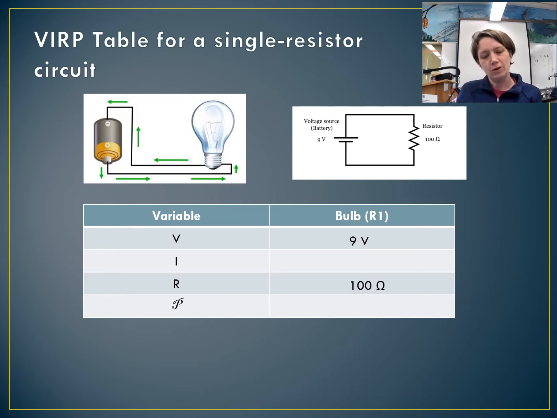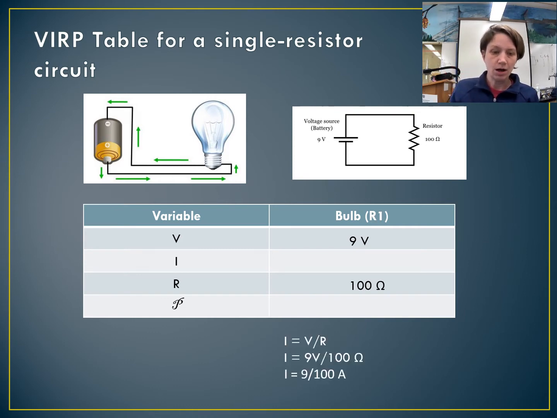The goal of a VIRP table is to figure out 2 values in any column, because once you know 2 values, you can calculate the other 2 using Ohm's law and the power equation. So for example, now that I have V and R, if I want I can use Ohm's law to calculate I equals V over R. So I is 9 volts divided by 100 ohms. So 9 over 100 gives you 0.09 amps. So that can go right into your table.